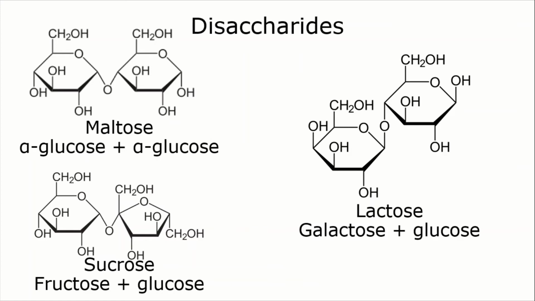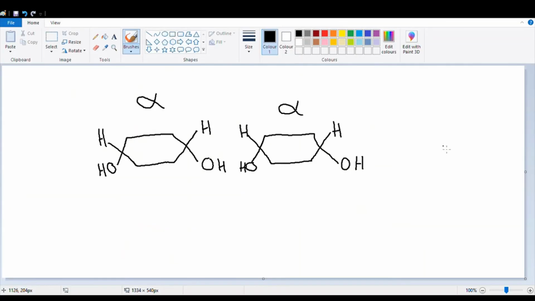As I said, these disaccharides form when monosaccharides bond via a condensation reaction. So let's have a look at what a condensation reaction is and how they occur. A disaccharide forms when two monosaccharide units bond via a condensation reaction and they form a glycosidic bond. So let's have a look at how to draw this. Here we can see we've got two molecules of alpha glucose. These need to be labelled, and I've just labelled them as alpha for now, just due to spacing.